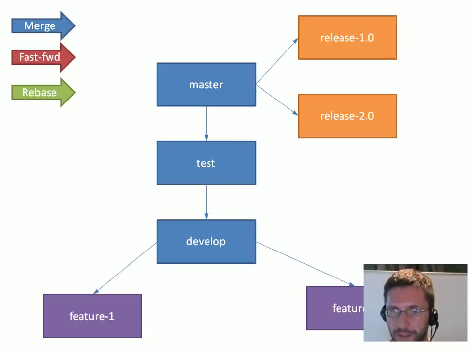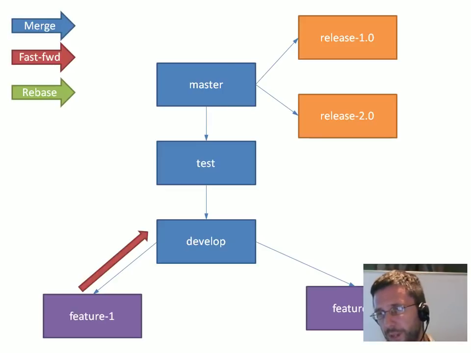So first example, say you commit to feature 1. At that point in time, you're going to be one commit ahead of the develop branch, and so then to get your changes up to develop, assuming nothing new has been committed to develop, you would simply do a fast forward of the develop branch to the feature 1 branch. So then that brings develop up to the same place as feature 1.